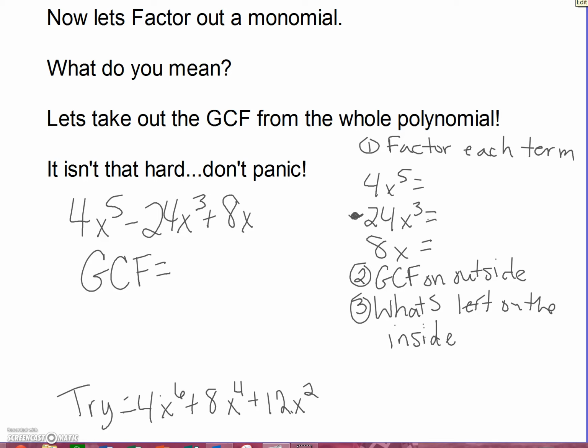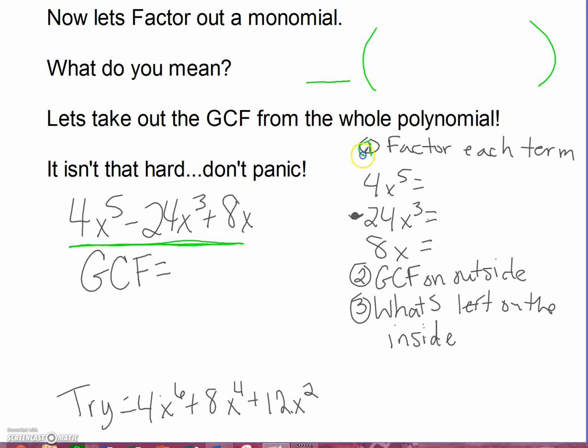We're going to factor out a monomial, which means that I want to take out the greatest common factor from the whole polynomial. So in this example, I want it to look like we started. I want some number times something, okay? But you can see from our example, we are not starting that way, so it's like working backwards. We want to factor out something, okay? All right, so how do I do that? It's not hard. Do not panic on me, okay?